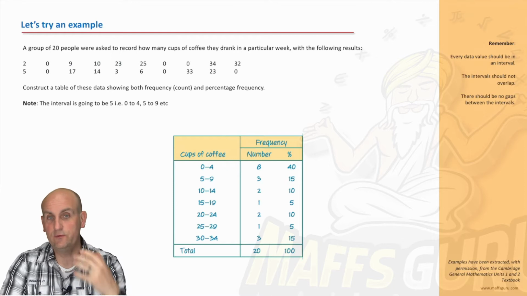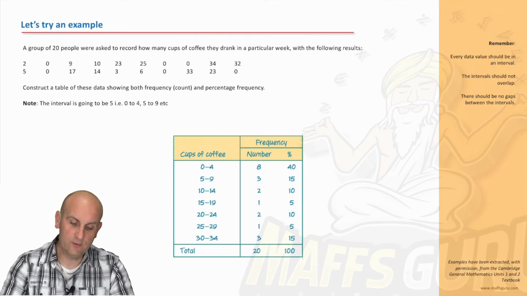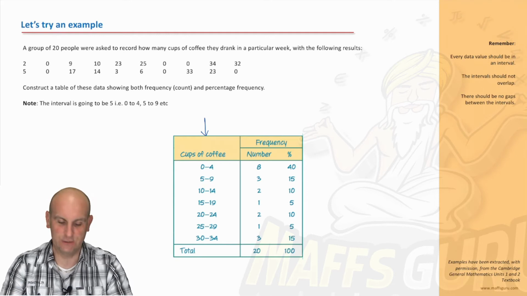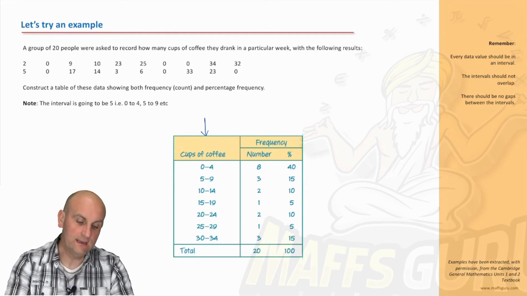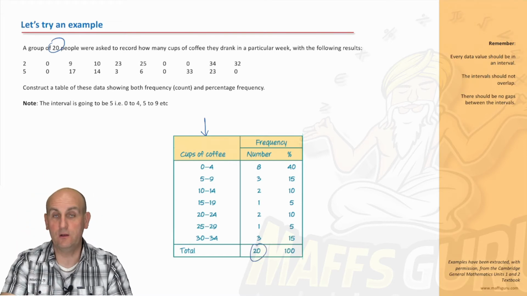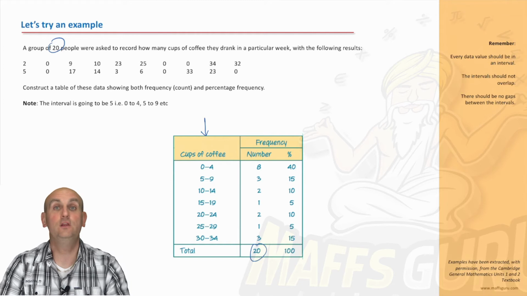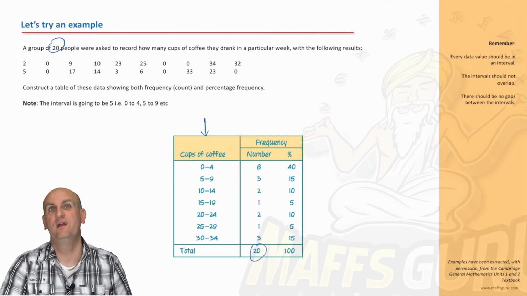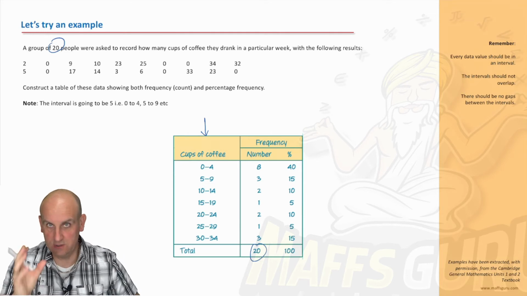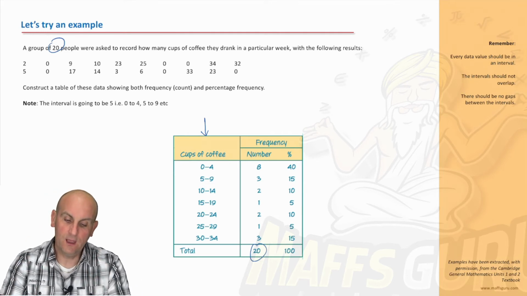So again, this table has already been pre-populated. You notice that we were dealing here with cups of coffee. How do you know that? Because it said a group of 20 people. Now again, with 20 people we'd have to make sure that our number column added up to 20. If it didn't, you've made a mistake. You've missed something off, which if you've got a system, the chances are you're not going to miss anything off, right? So just have a system. Drank in a particular week.